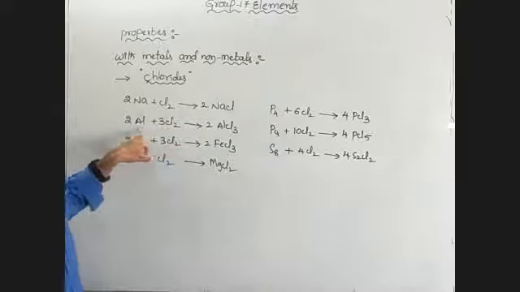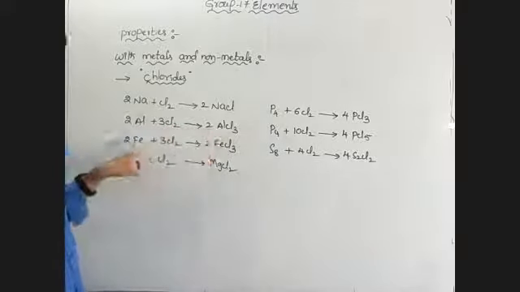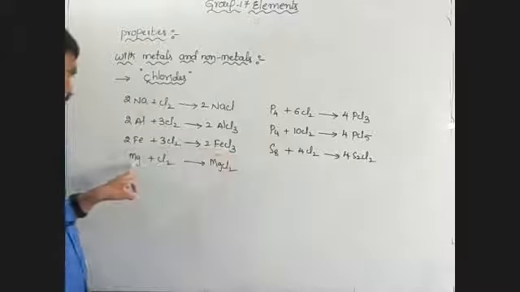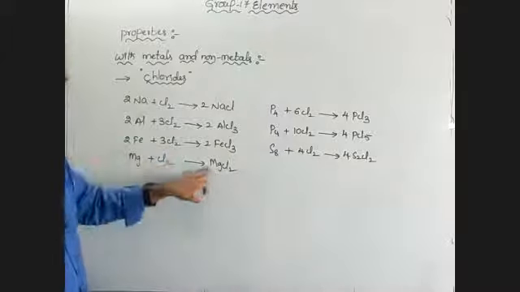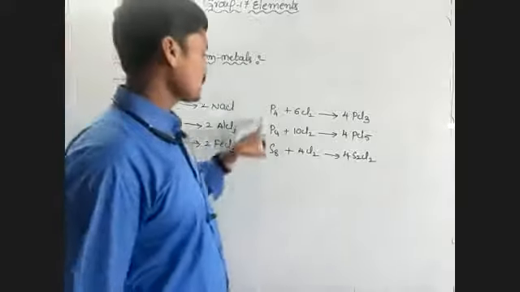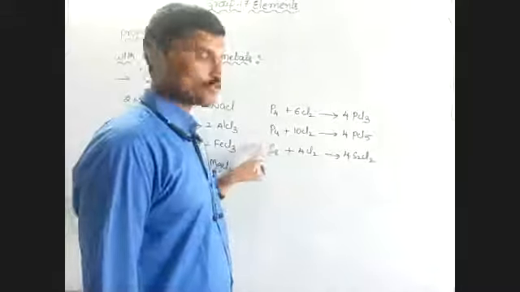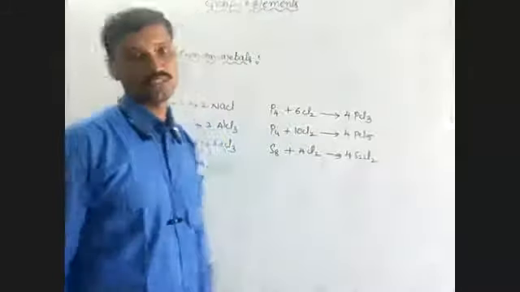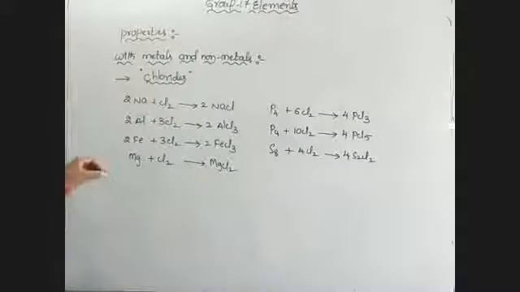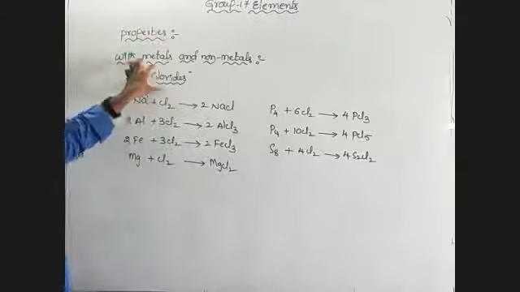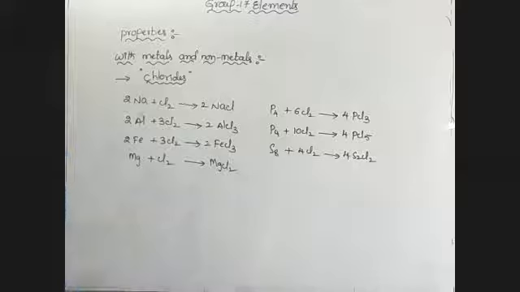With aluminum metal, it forms aluminum chloride. With iron metal, it forms ferric chloride. With magnesium metal, it forms magnesium chloride. These are non-metals. Phosphorus and sulfur, both are non-metals, so non-metals form the chloride form. So totally, chlorine reacts with metals and non-metals, it forms chloride.